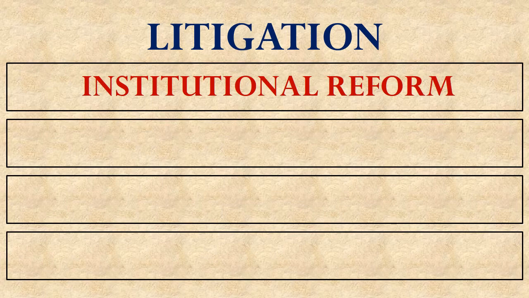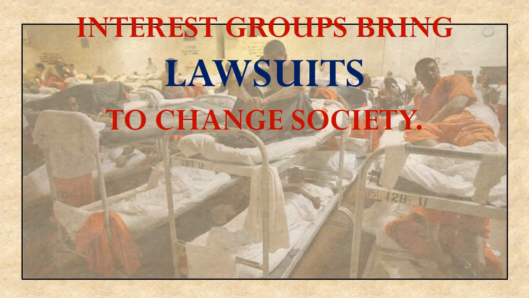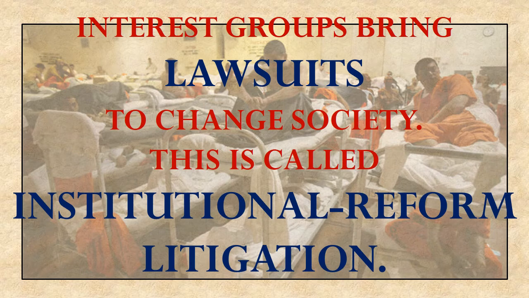The first of those is called institutional reform litigation. Interest groups bring lawsuits sometimes to try to change society. An example of this can be seen in the background picture here. It shows a crowded prison. That's the kind of thing that interest groups in the past have often brought lawsuits about, to try to reform prisons. When groups bring lawsuits like this to try to change some sort of institution or aspect of society, that is called institutional reform litigation. That is the kind of legal activity that interest groups engage in.